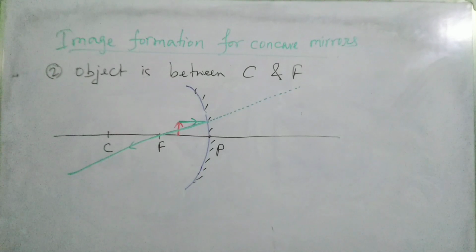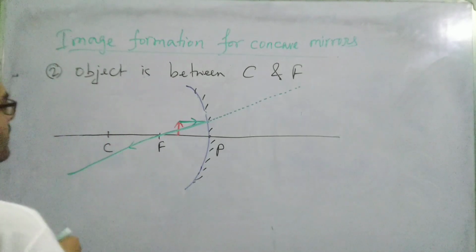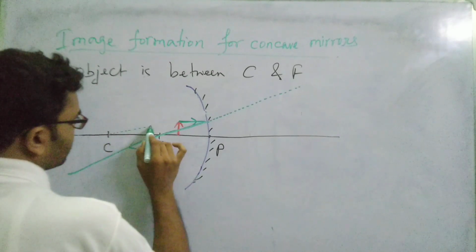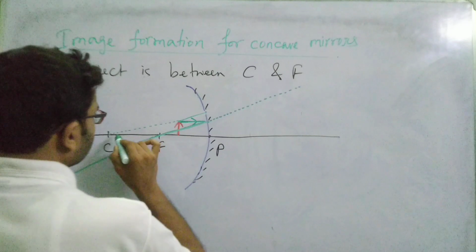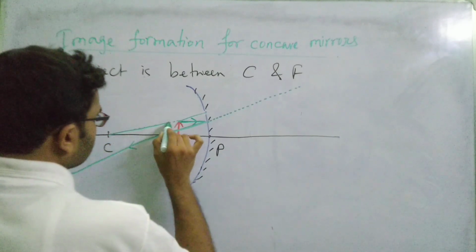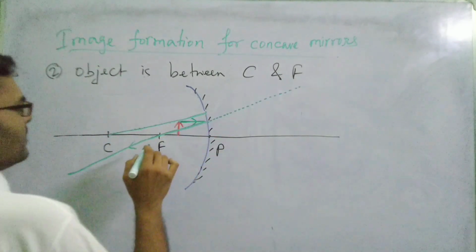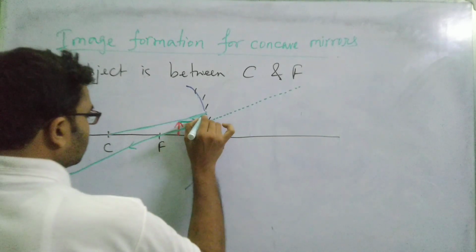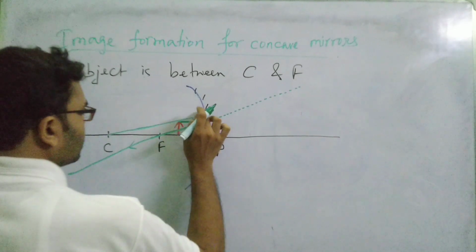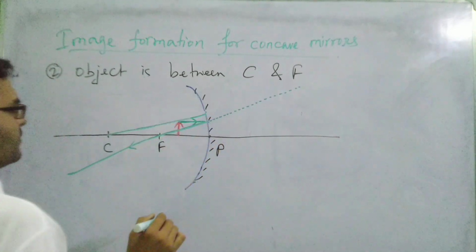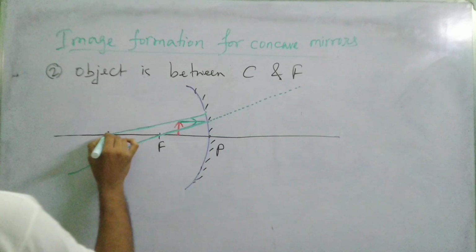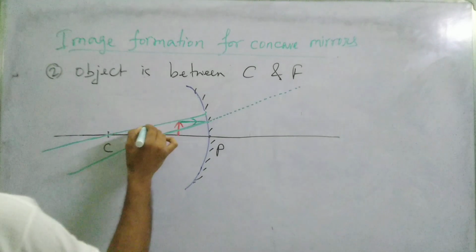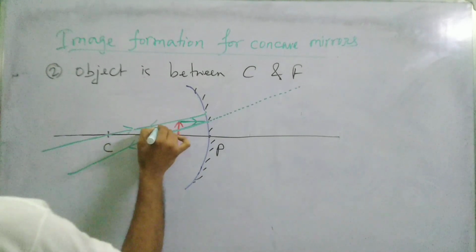Take another light ray which will be passing through the center of curvature. It will be something like this. You will have to match these two points and then join. Now, if a light ray is incident along the center of curvature, what happens? It gets reflected back along the same path, isn't it? We have already studied this. So the incident direction is like this, and the reflected direction is like this.